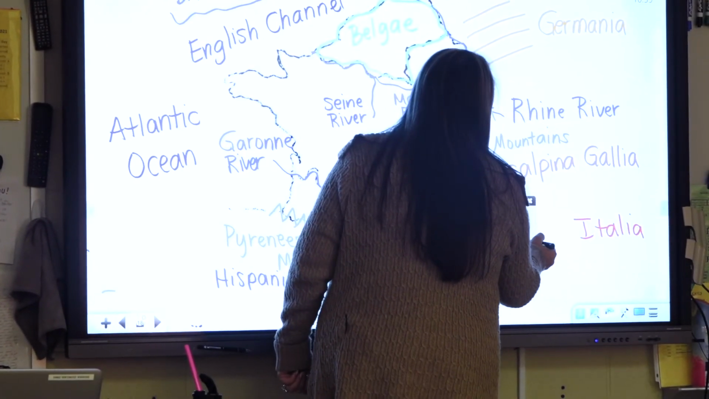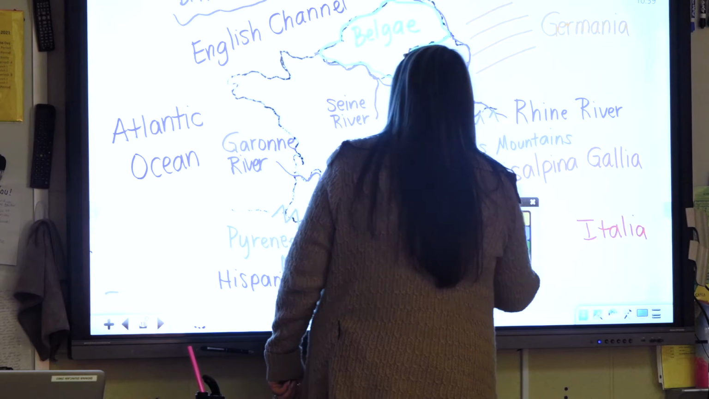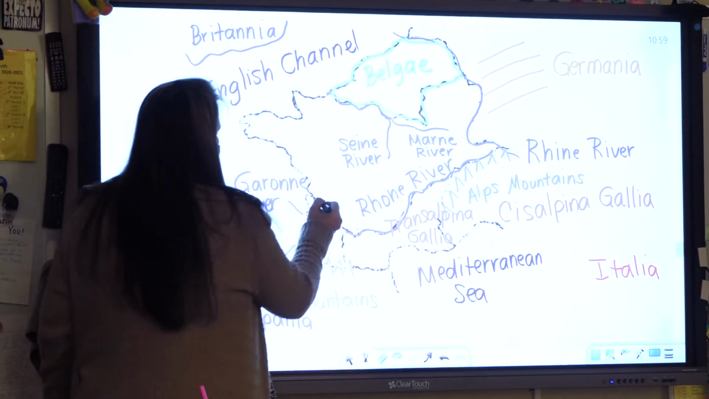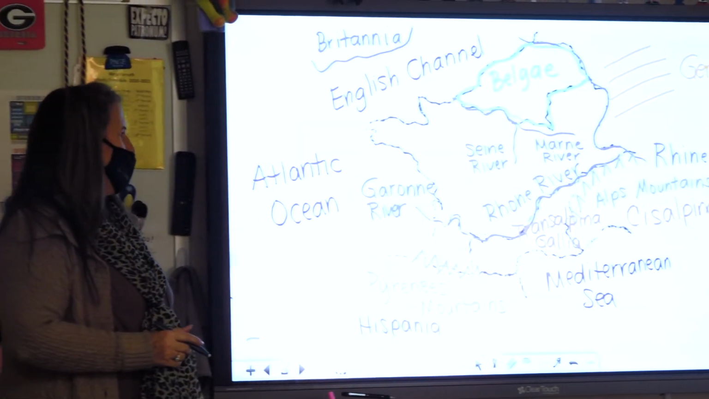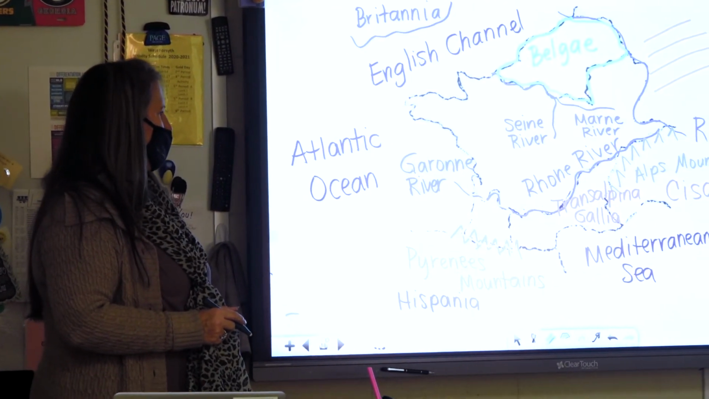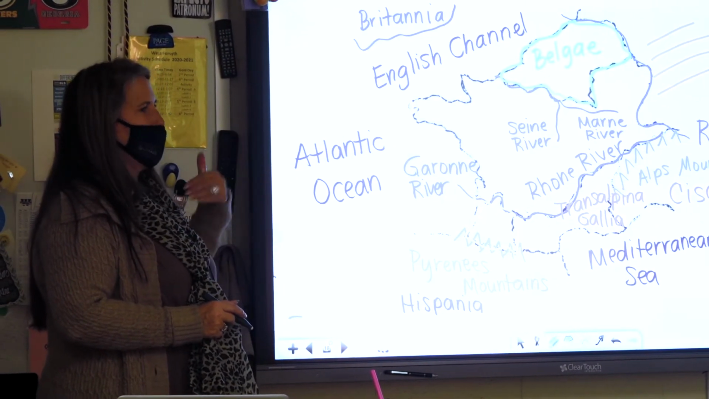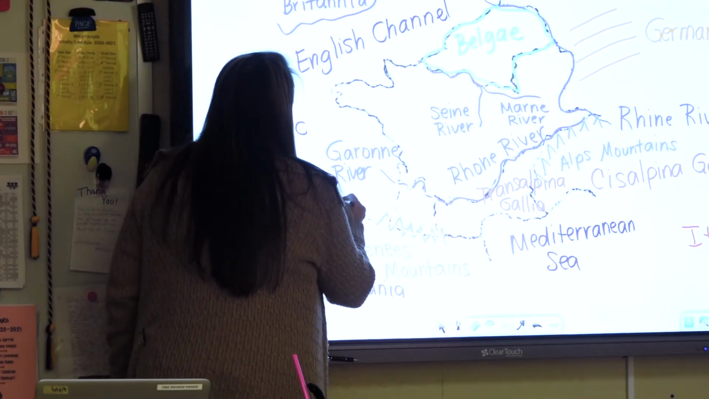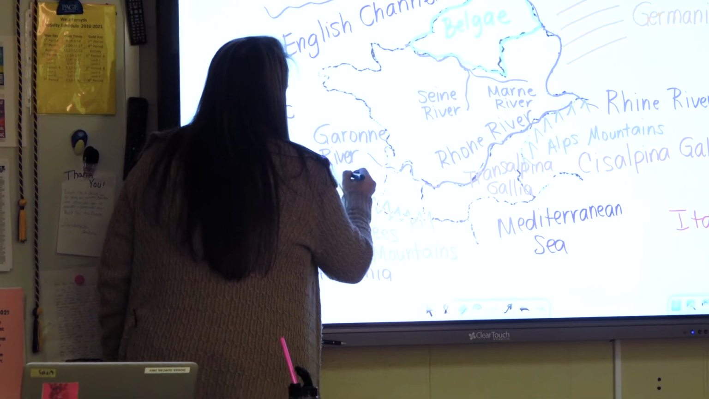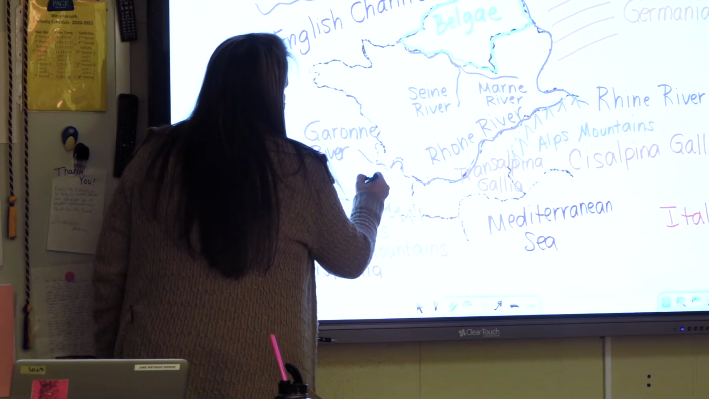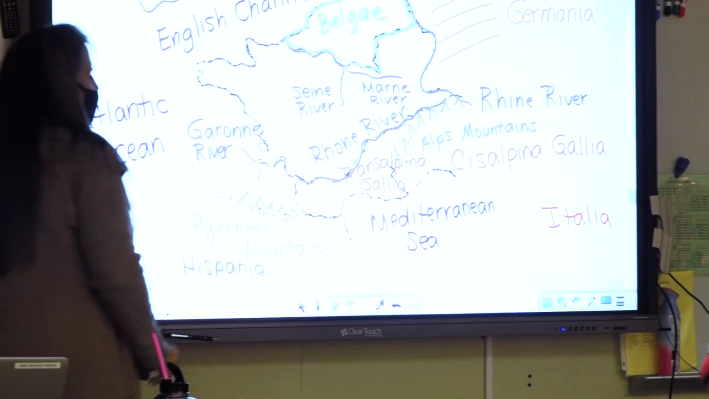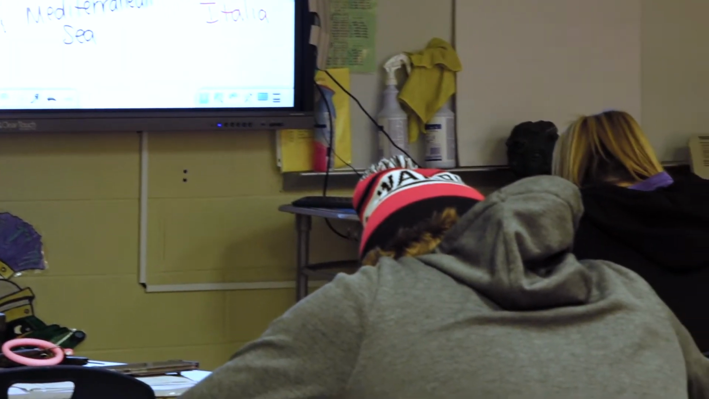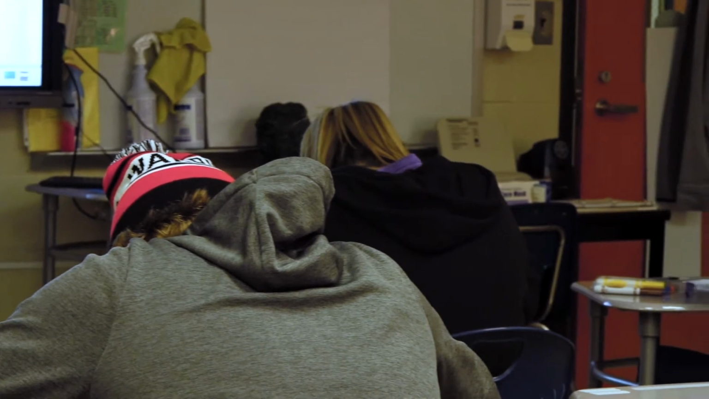Down here, let's do yellow. Down here, in this little bitty place right here, between the Garonne River and the Pyrenees, it's called Aquitani. That's where the Aquitanis live. I just can't fit it in that little box. Aquitanis live here.